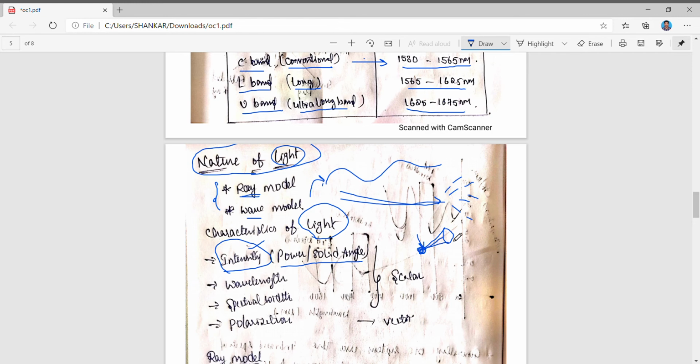a solid angle, meaning it may be a one-dimensional, 2D or 3D angle. So here the intensity is represented as how much signal will be emitted from this point to one solid angle. How much light signal is emitted to one solid angle is represented as the intensity. How much power of a signal will be received in one solid angle is represented as the intensity of the signal. And the next characteristic is wavelength.